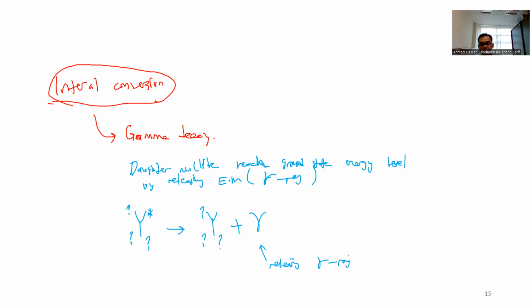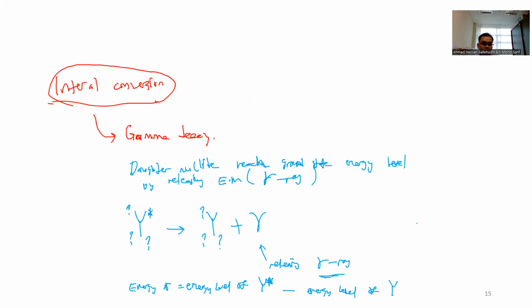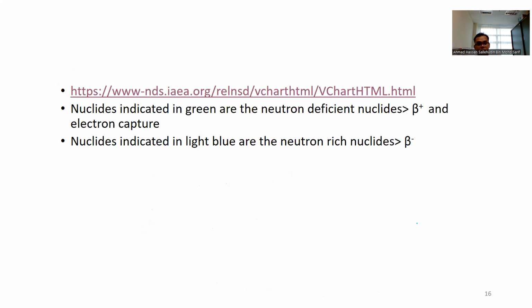Releasing gamma ray. So what's the energy of the gamma ray? The energy of the gamma ray is the energy level of Y at excited state minus Y at ground state, and we cannot show it using this conservation of energy approach. So that's the gamma ray.